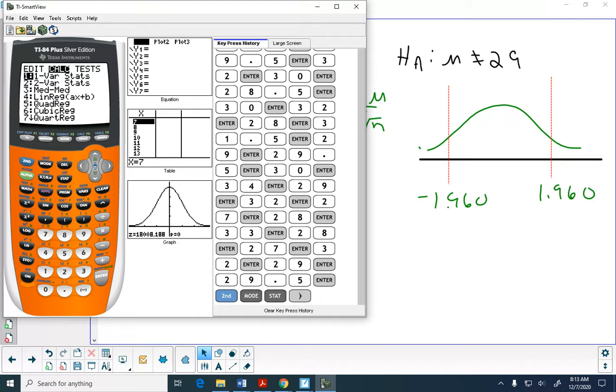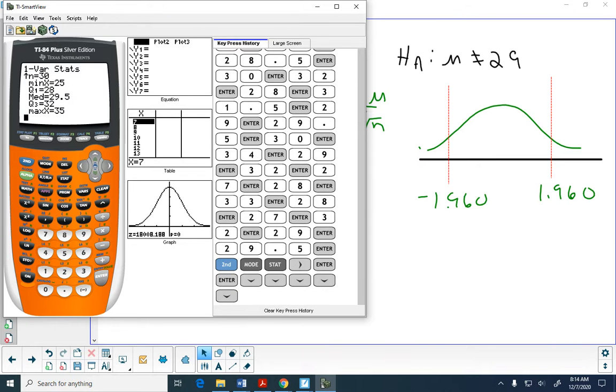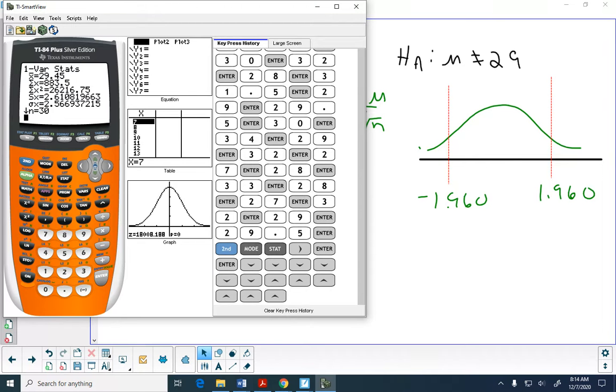Now the nice thing about your calculator is it will do all these calculations for you. I want to do the one variable statistics, so hit enter. One variable statistics pops up, hit enter one more time. And it gives us all of our data values: our mean, our standard deviation, a bunch of different values. If you continue to go down, it will give you min, your lower quartile, your median, your upper quartile, your maximum. So it will give you all the statistical values that we did at the beginning of the year.